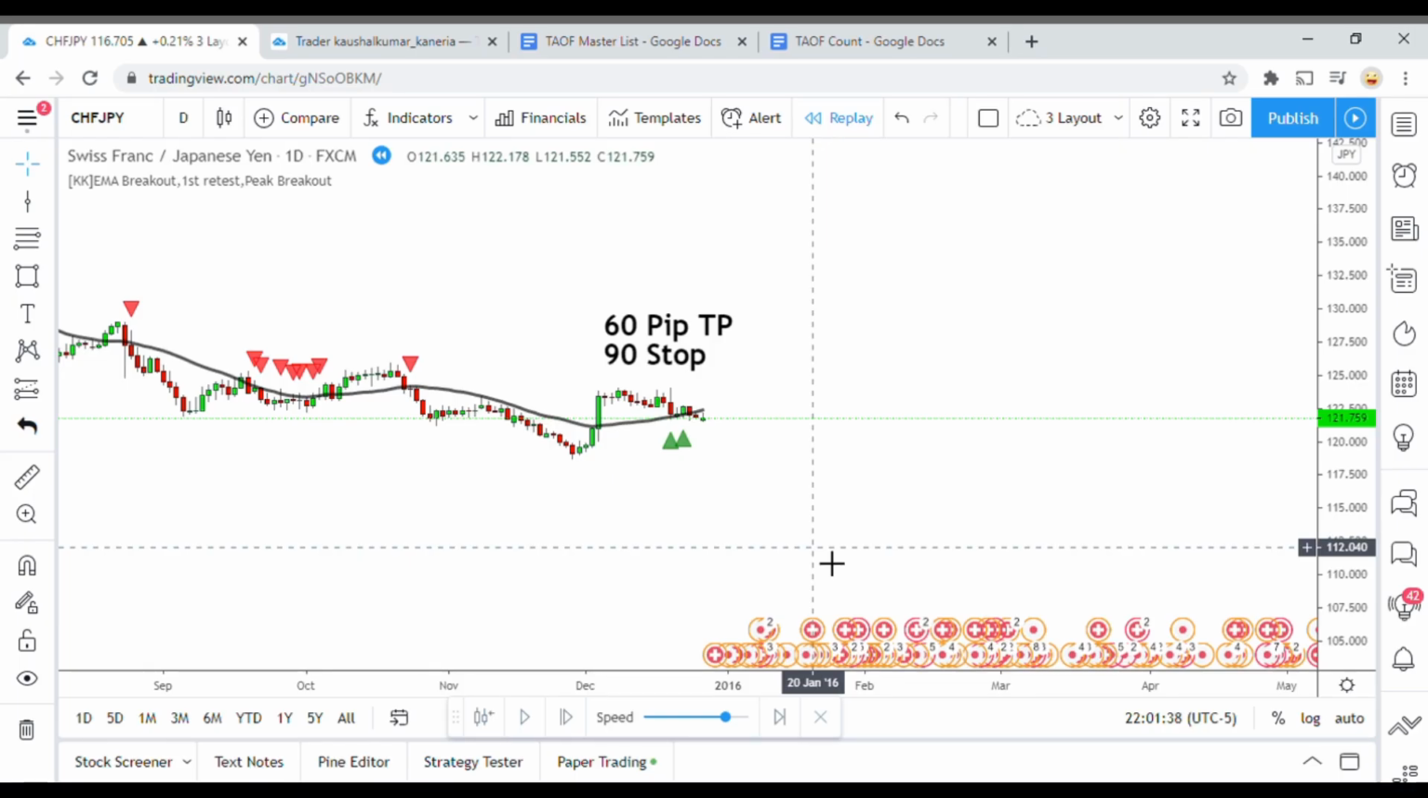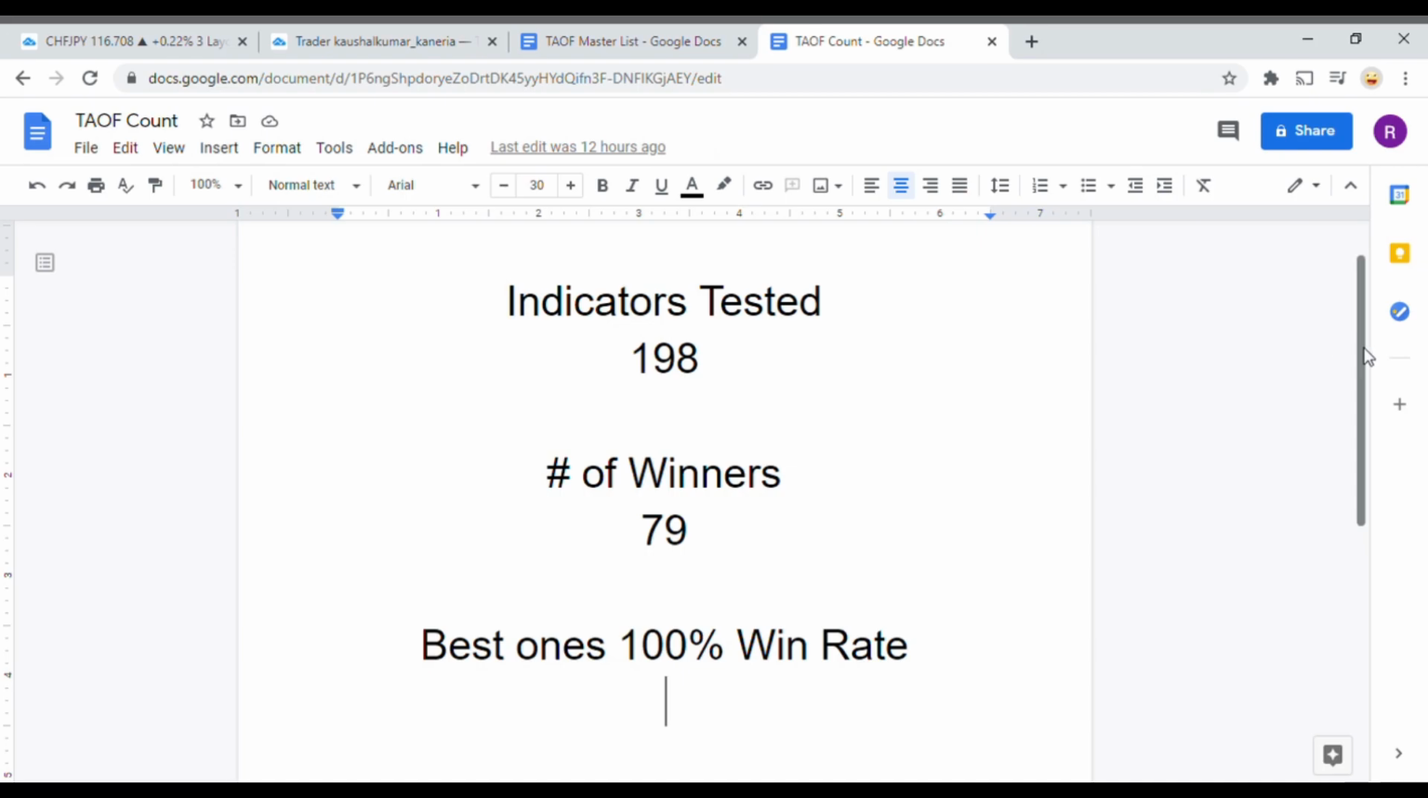All right, as I said, today we will be testing the EMA Breakout first retest indicator. But before we do, I wanted to put the indicator scoreboard up for everyone to see.